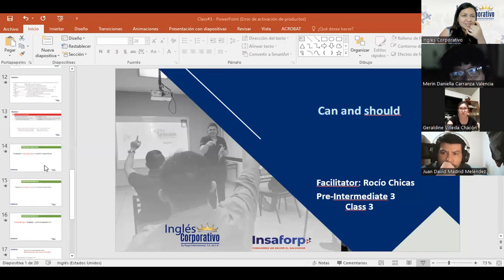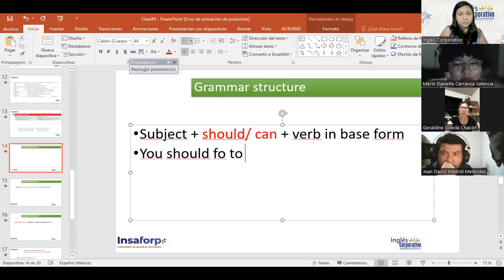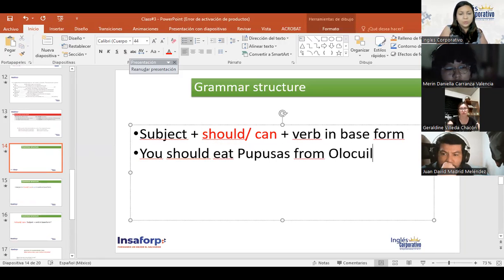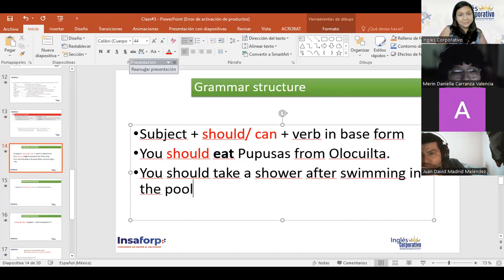You should go to La Quilta to eat some pupusas. Okay. Let's say you should eat pupusas from La Quilta. So we use should and eat. We don't say you should to eat or you should eating. That's incorrect. We just use the base form: you should eat. What else? Miss, you should take a shower. Okay, you should take a shower after swimming in the pools. Right?